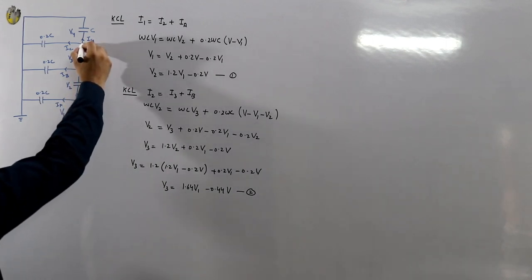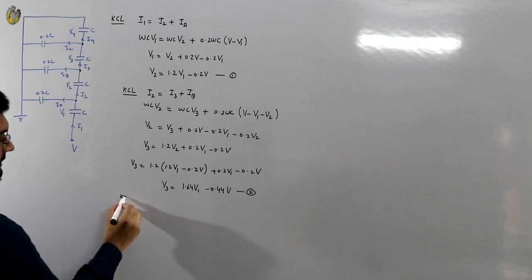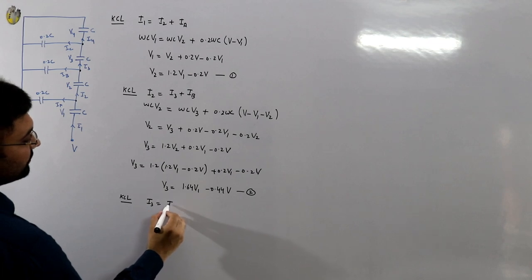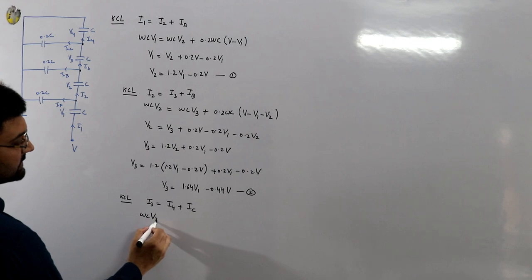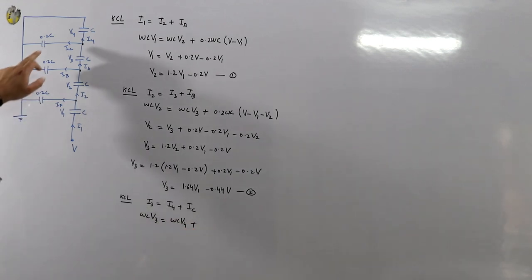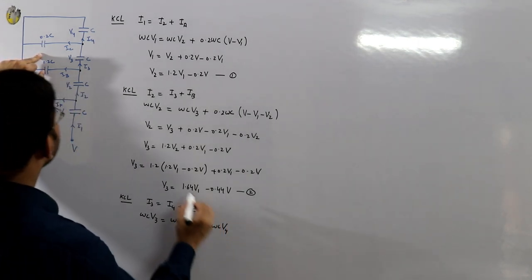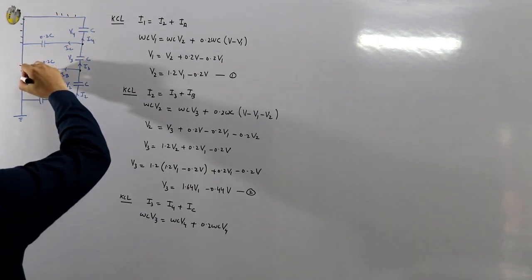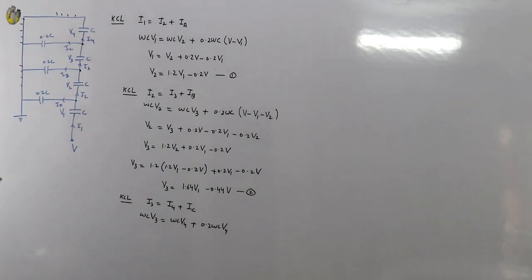Similarly, now I have my node number 3. KCL to node number 3 would give me: I3 is the entering current, and I4 and IC are the leaving currents. Omega C V3 is omega C V4 plus IC, which is 0.2 omega C, and again I have V4. Why? Because these are all the same points. If this is connected across these two, the voltage is V4.